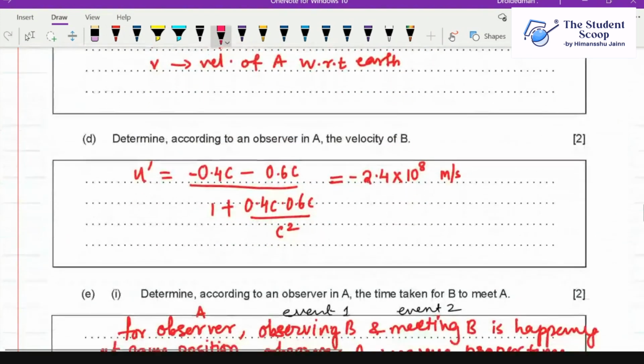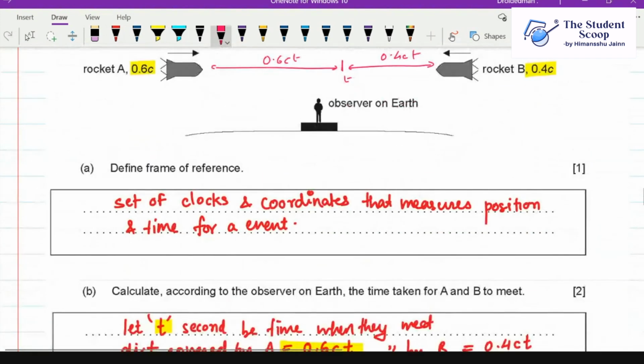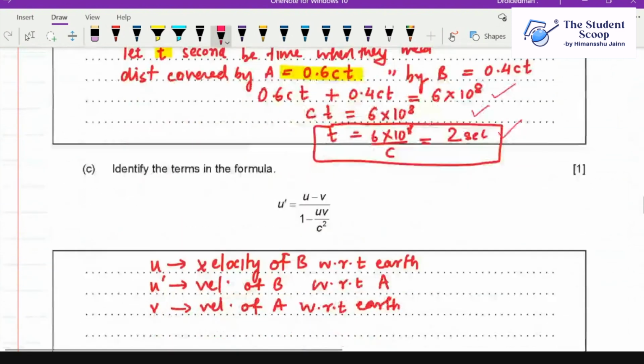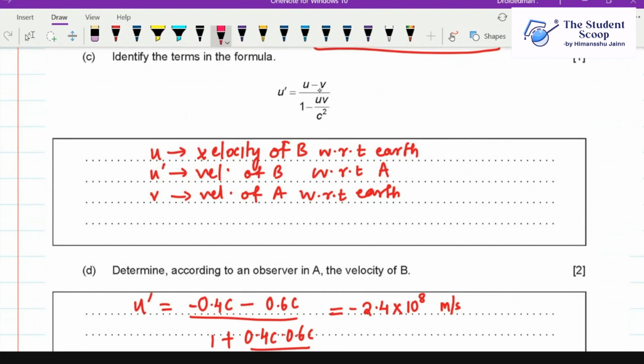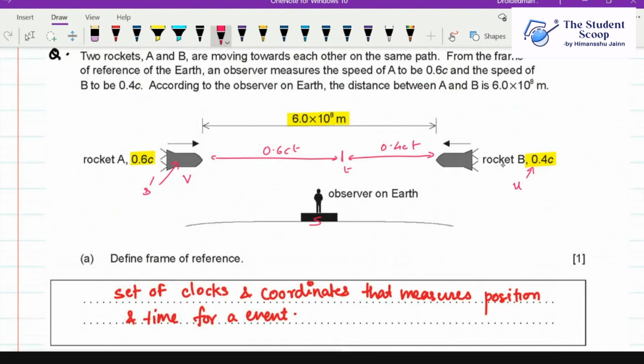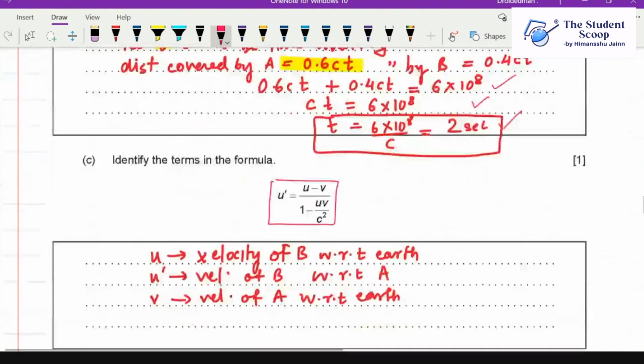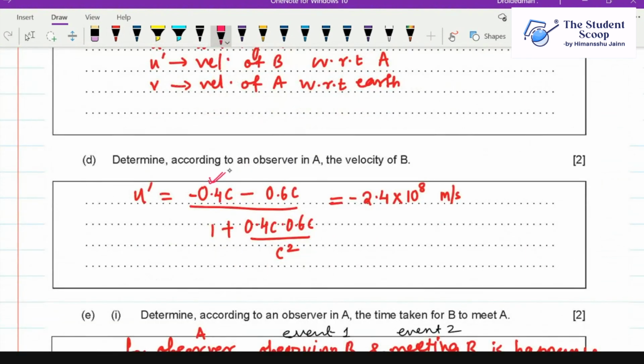Now, if I want to calculate the velocity of B with respect to A, I will consider the velocity of A as u, and since we want the velocity with respect to A, I will consider A's frame as the S dash frame and the Earth frame as the S frame. We can substitute in this particular formula. Here the more important thing is 0.4 c: you have to take negative 0.4 c because the velocity is in the negative direction. And we will get the velocity of B with respect to A as 2.4 into 10 raised to 8.